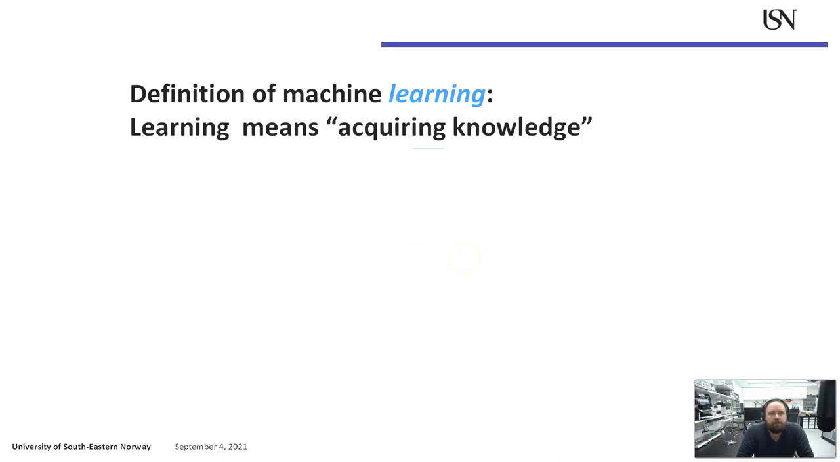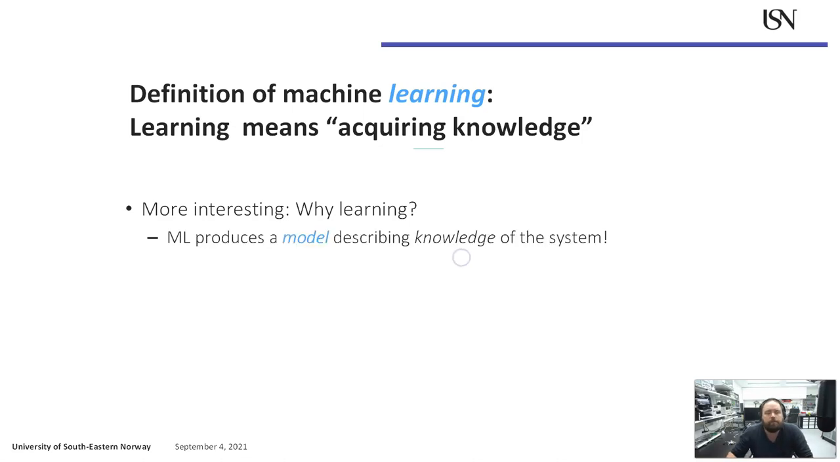So I said that we will focus on learning. And when I talk about machine learning, I usually point out the fact that learning means to acquire knowledge. I hope this is not news to any of you, the definition of learning. So it's interesting then to ask the question, why do we call it learning?